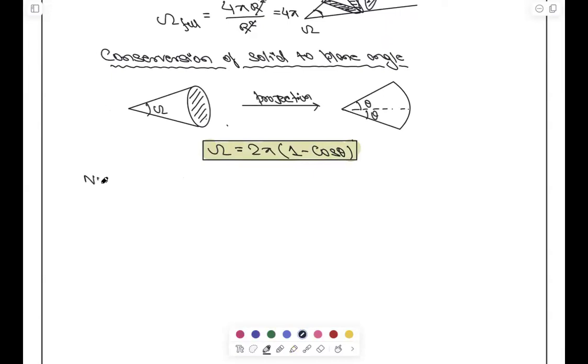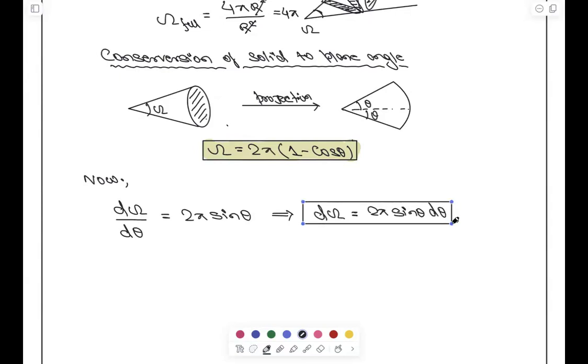Now we are more interested in d omega by d theta. What will come? Tell me. 2 pi remains, minus 2 pi cos theta differentiated. What is the derivative of cos theta? Minus sin theta. Minus minus becomes plus, so it will be 2 pi sin theta. So from here, this is what we have to use every time: d omega is equal to 2 pi sin theta d theta.